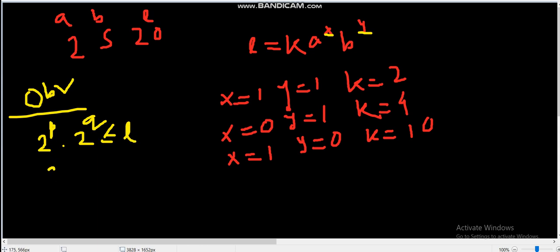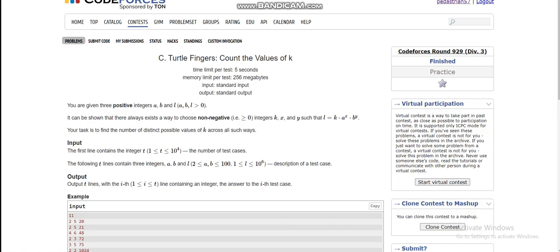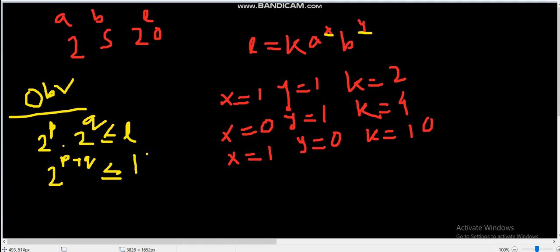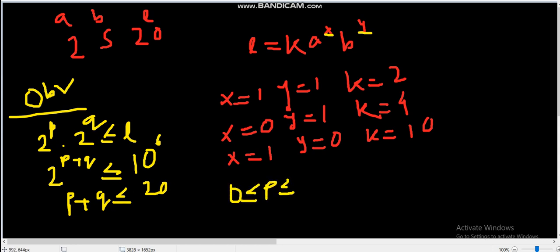Okay, so here we are seeing that 2 to the power p plus q is less than or equal to l. Now, what is the upper limit on l? The upper limit of l is 10 to the power 6. So we can see that p plus q should be less than or equal to 20. Okay, so p and q could be 0 also. So we can see that 0 should be less than or equal to p less than or equal to 20, and 0 should be less than or equal to q less than or equal to 20, and it will suffice all the cases.